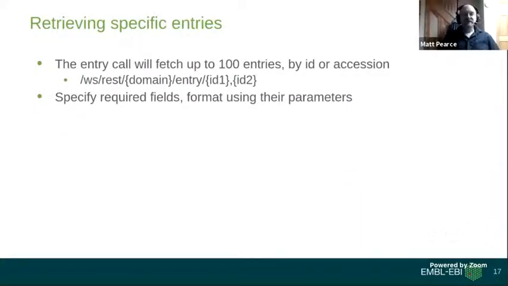You can also return individual entries. We have an entry call within a domain which can return up to 100 entries, either by their ID value or their accession number. You specify the required fields and format using the fields and format value parameters, as you might expect, and you can fetch up to 100 at a time, as mentioned.